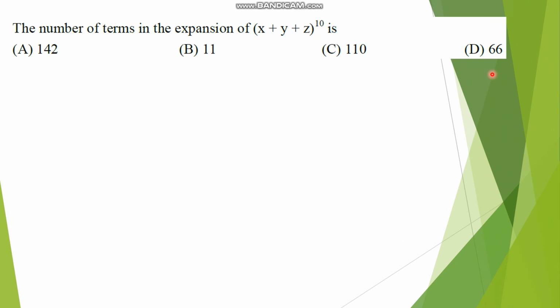Next question. The number of terms in the expansion of (x + y + z)^10 is. Be careful, here we have 3 terms, not 2 terms. If we had 2 terms, we could have directly written it is 11, but here we have 3 terms.